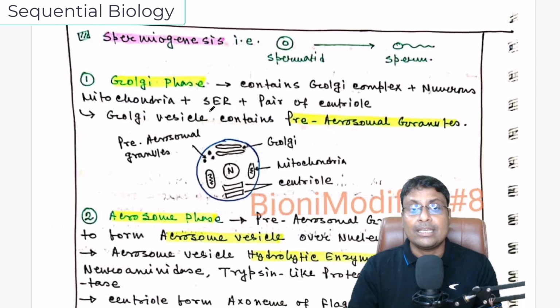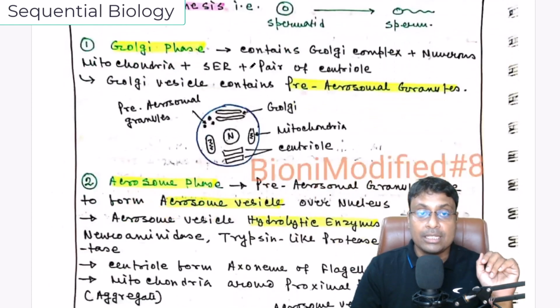Now we will see the process of spermiogenesis. Spermiogenesis occurs in different phases. The first phase is the Golgi phase, and in this phase the spermatid contains the Golgi complex, numerous mitochondria, smooth endoplasmic reticulum, and a pair of centrioles. So this is a spermatid in the Golgi phase, and you can see the Golgi complex, mitochondria, pre-acrosomal granules, and the centriole.